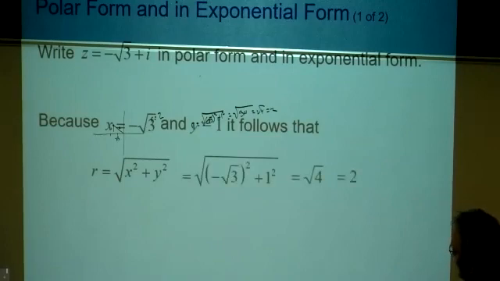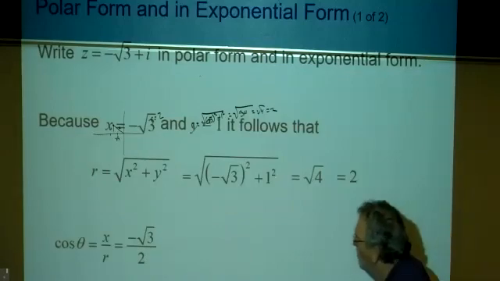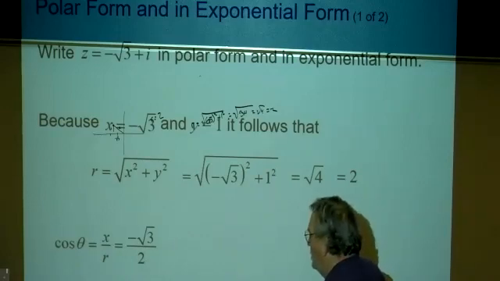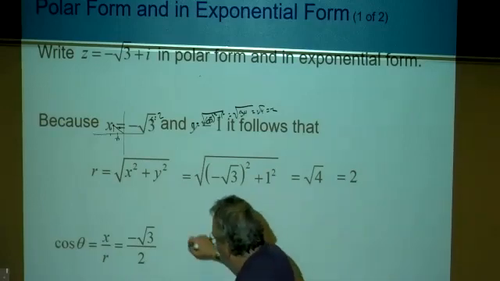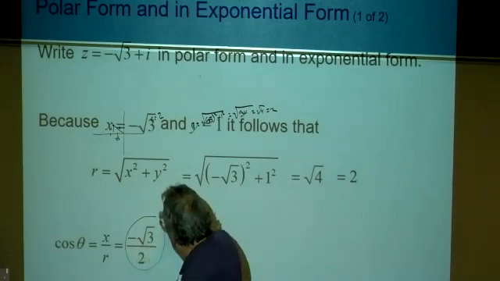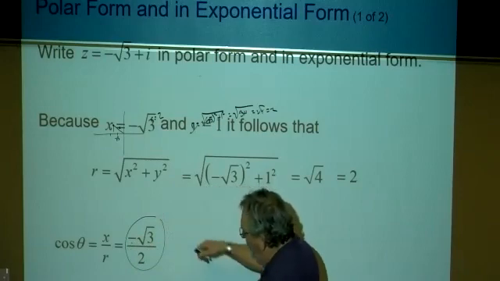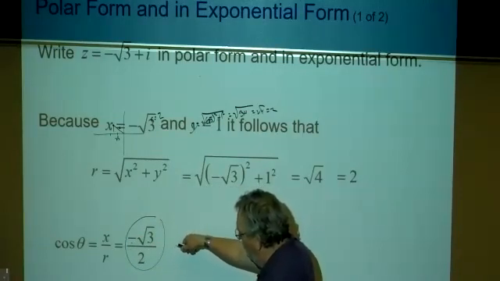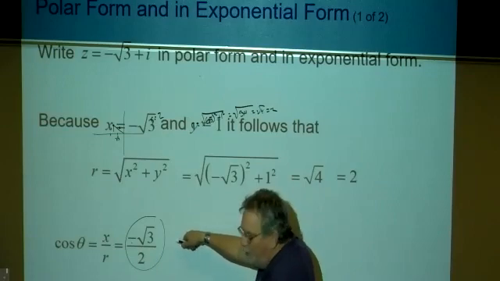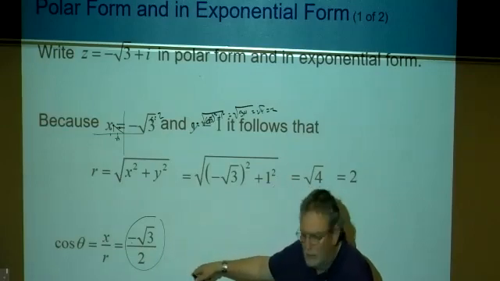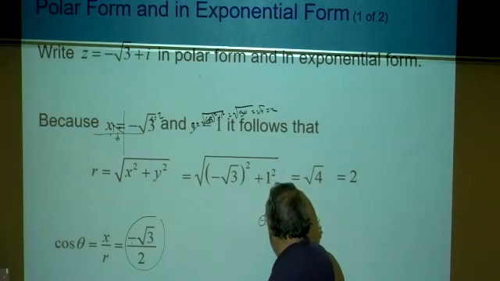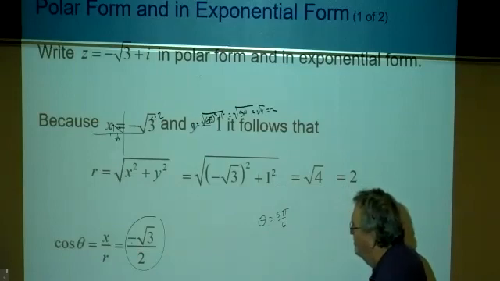Yeah. Oh, cosine equals x over r. Yeah, that's a better one to use, x over r. We already know that the cosine needs to be negative. And that's what? 5 pi over 6. So theta is 5 pi over 6 in this case.